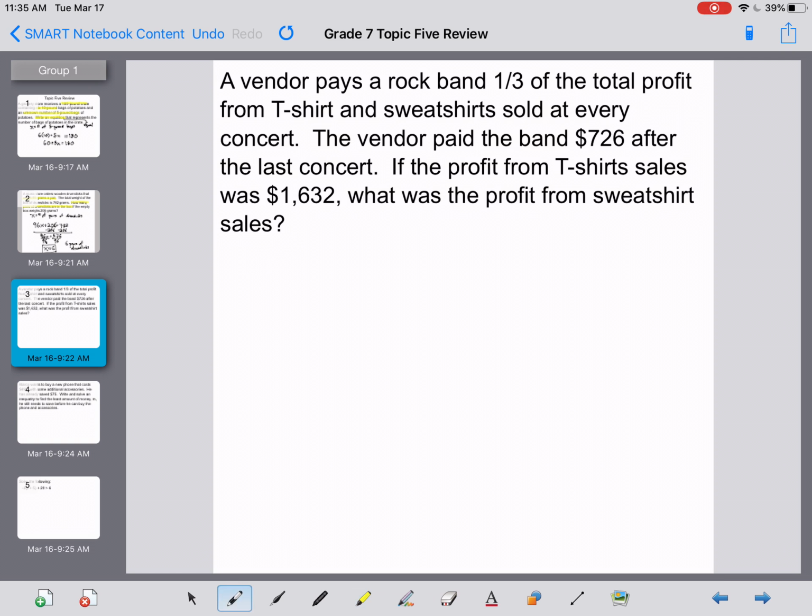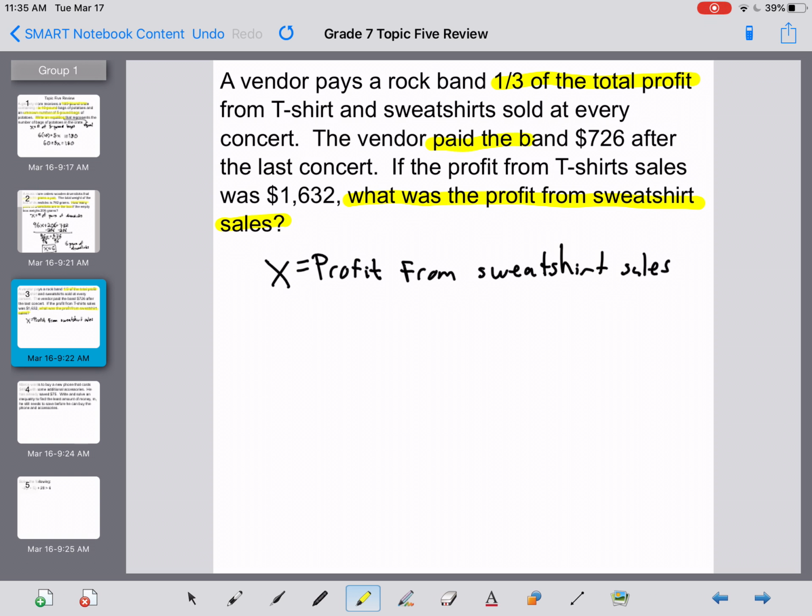So I'm going to start by identifying my variable. I'm going to use x again. I look at the problem to see what I do not know. The question says, what was the profit from sweatshirt sales? So that's going to be my x. x is my profit from the sweatshirt sales. When I reread the problem, I notice that it says the rock band gets 1/3 of the total profit and that they were paid $726.